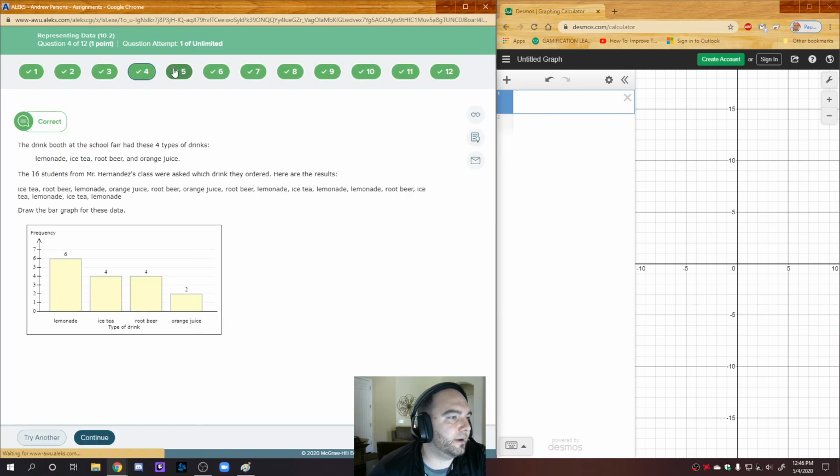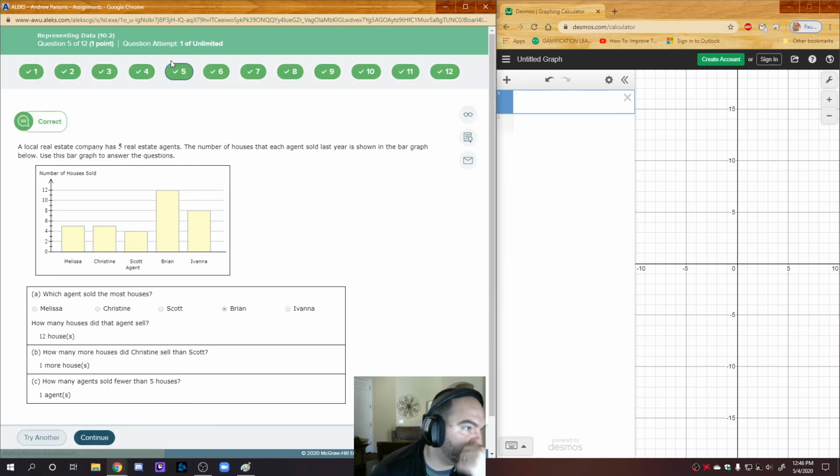We had a couple of bar graphs. Then we got to the questions asking about bar graphs. So which one was the highest? So now that they have a bar graph, what can you determine from that? How much more was this than that?